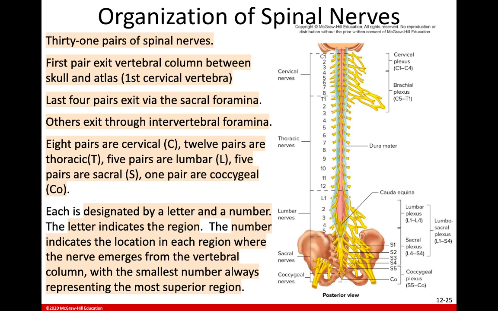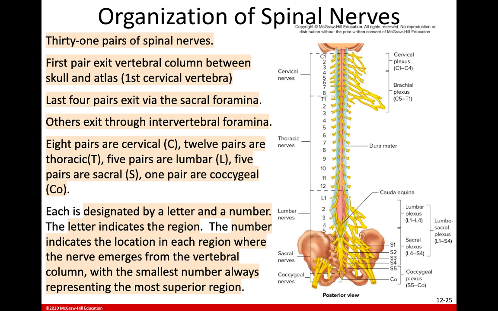Okay, remember there are 31 pairs of spinal nerves. The first pair exit between the skull and the atlas. Remember, the atlas forms a little platform that the occipital condyles of the skull rest on, and form that pivot joint there between your skull and your vertebral column. And so the very first pair of spinal nerves actually exit there between the skull and that atlas, which again, the atlas is the first cervical vertebra.